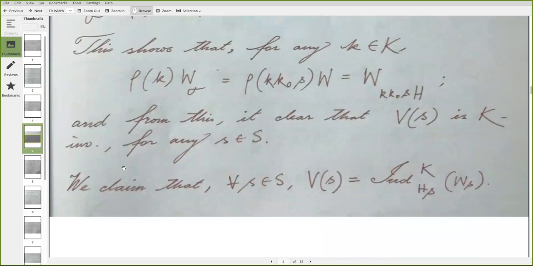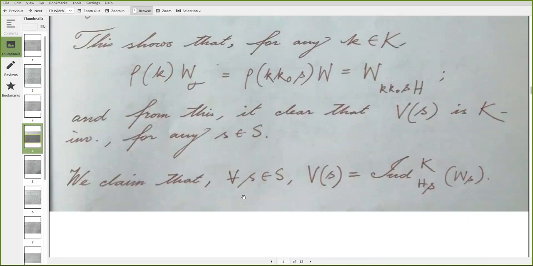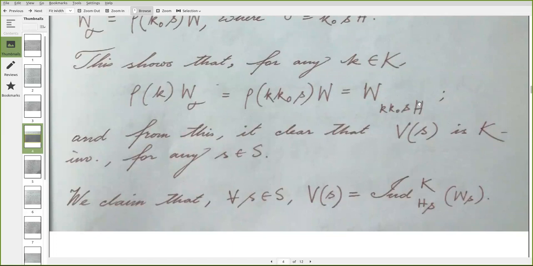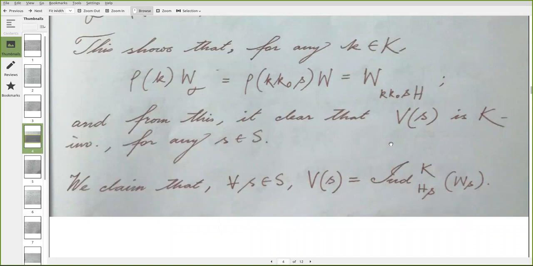Now, let us make our main claim. We claim that for every S in S, Vs is this. That is, we have the representation theta s of hs on ws. We will show that the representation induced by this is nothing but the sub representation of the group K on Vs.